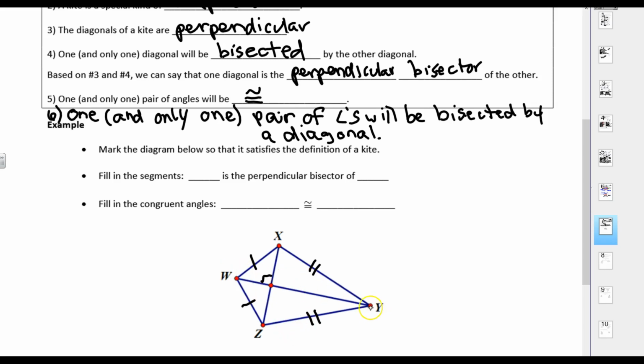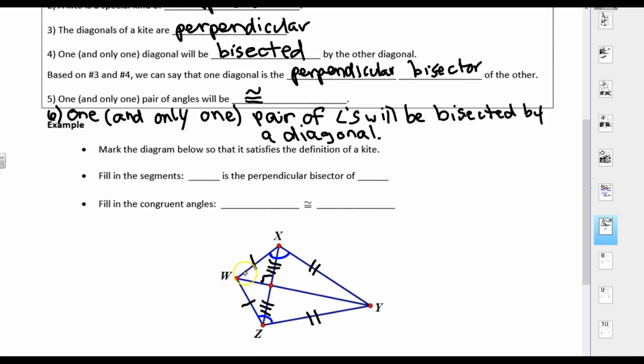One of my diagonals bisects the other. So WY is bisecting XZ, and you can see how it's easily the one being bisected. So I'm going to put 3 little bitty ticks here. And then one and only one pair of angles will be congruent. Well, this angle here, angle WXY, will be congruent to angle WZY. But the other angles, XWZ and XYZ, they're the ones that get bisected by this diagonal.